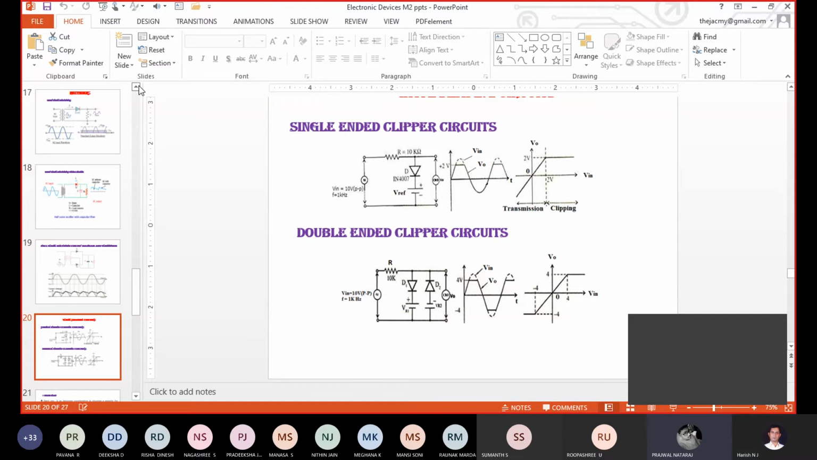So V reference plus VD, correct, minus V naught is equal to 0. That's all. V reference plus VD minus V naught equals 0. I want to calculate V reference, right? So V reference will be equal to V naught minus VD.